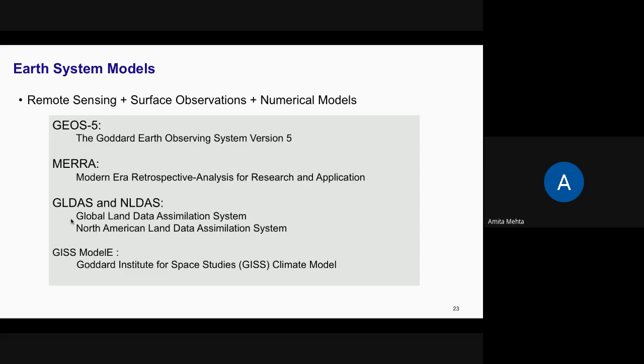Then there are land surface hydrology models based on water and energy balance. These are GLDAS, the Global Land Data Assimilation System, and the North American Land Data Assimilation System. We'll talk more about GLDAS. And finally, there is the Goddard Institute for Space Studies GISS Model E, which is a coupled climate model.